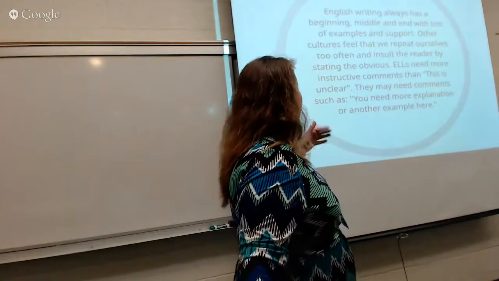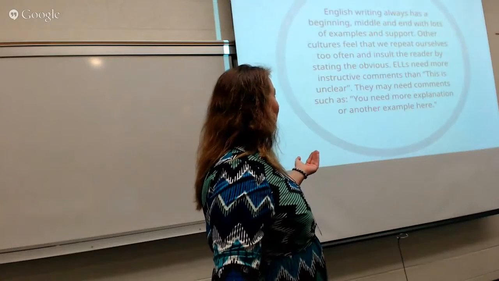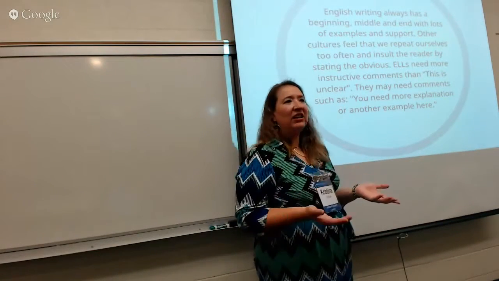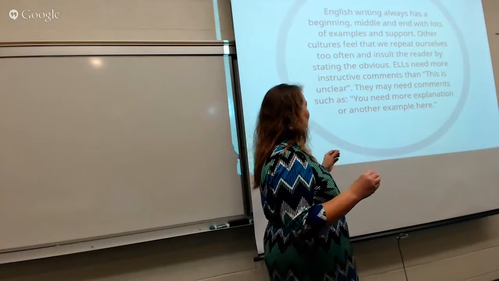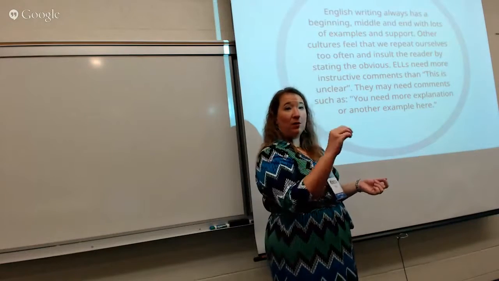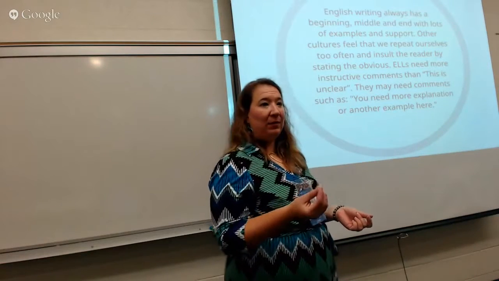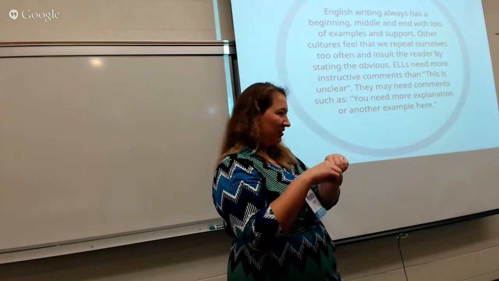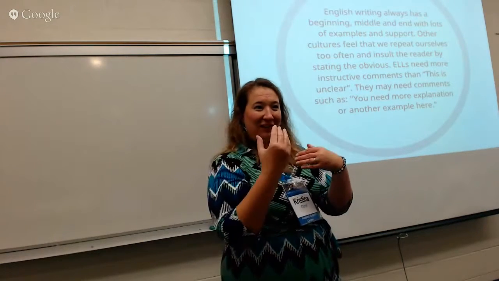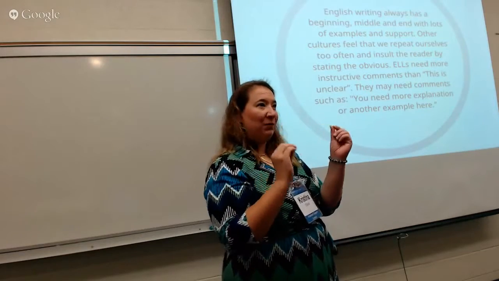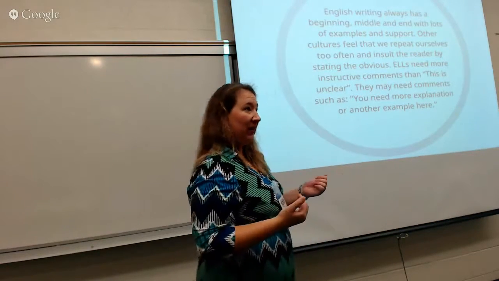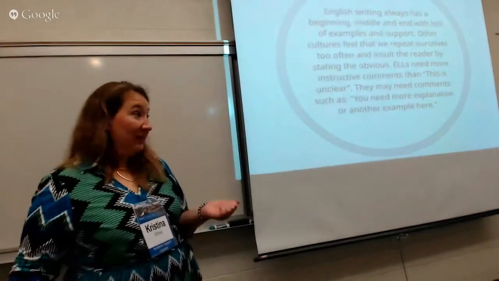And so what we need to do again is give models and give them some more directed comments instead of saying, this section was really unclear. Give them some specifics, like you need more explanation, you need another example, you need to support your argument, and give them an example of that. They need more direction instead of just this section wasn't clear. Not because of grammar, but just because their logical way of organizing their writing isn't always clear. So that's something that we need to spend time on.